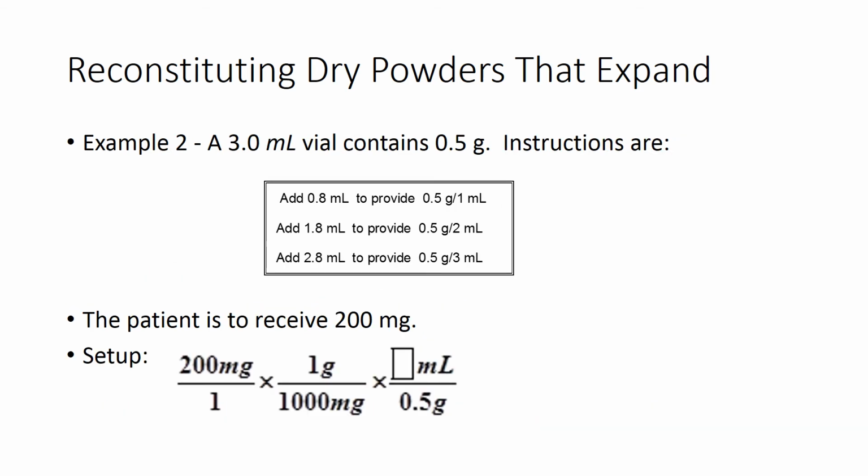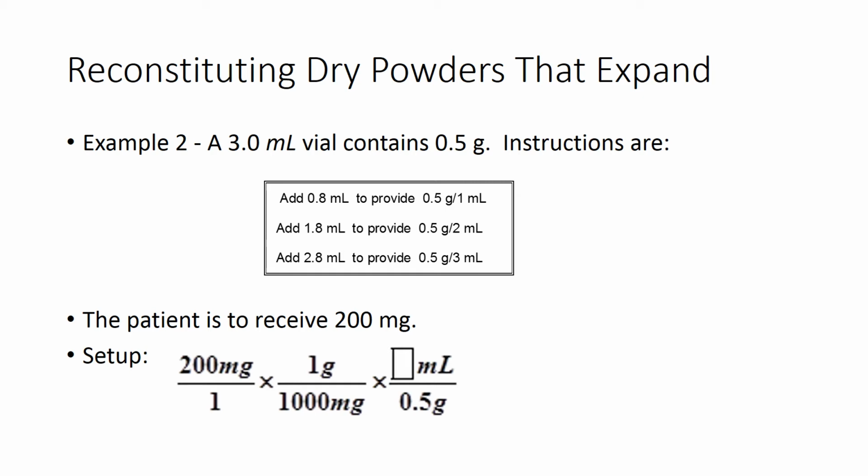So our next example, we want to have a 3.0 milliliter vial that contains 0.5 grams. And the instructions are as follows. You add 0.8 milliliters to get 0.5 grams per 1 mL, 1.8 milliliters to get 0.5 grams per 2 mL, and 2.8 milliliters to get 0.5 grams per 3 mL. And we're going to make sure that the patient receives 200 milligrams.